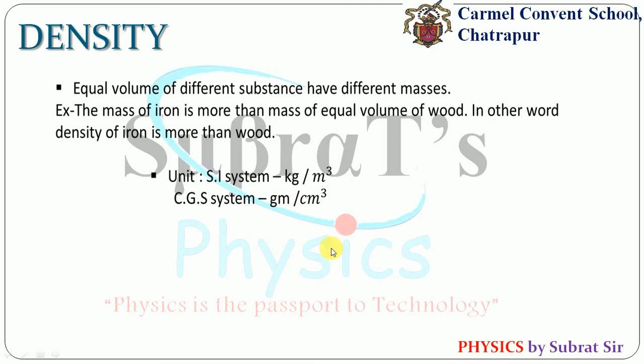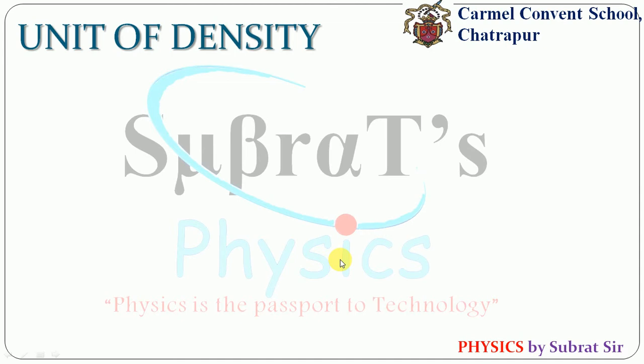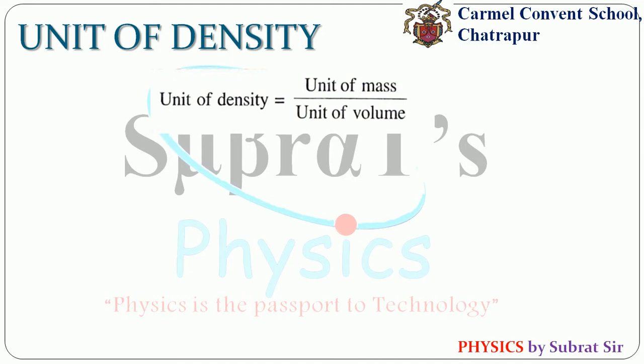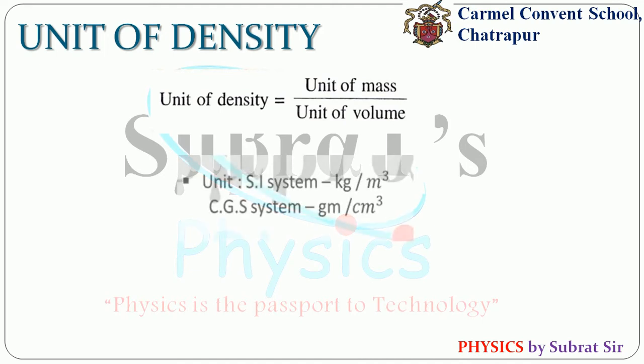Now the units, we'll read about the units elaborately. Let us leave this one. Then we'll go for the unit of density. We know that the unit of density can be calculated by taking the ratio of unit of mass divided by unit of volume. So unit of mass is what? Unit of mass is gram, or you can say kilogram, and unit of volume is what? Meter cube, or you can say centimeter cube. So in the SI system we are taking kilogram per meter cube. In the CGS system it is gram per centimeter cube.